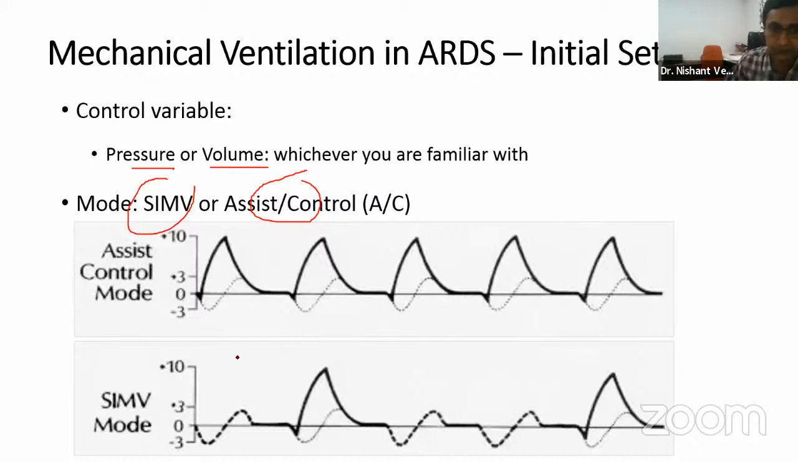So this is a scalar diagram of assist control mode, and this is the scalar diagram of SIMV mode. So the difference here is in assist control mode, the only thing patient has to do is trigger. So each time the patient triggers, the ventilator takes over and delivers the breath. So you can see all these red arrows show that patient has triggered. Each time the patient triggers, the ventilator takes over and delivers the breath. So सारे breaths almost same होते हैं. जितनी बार भी patient ने trigger किया, उतनी बार ventilator breath deliver कर देगा.